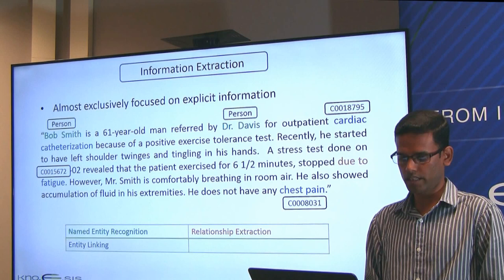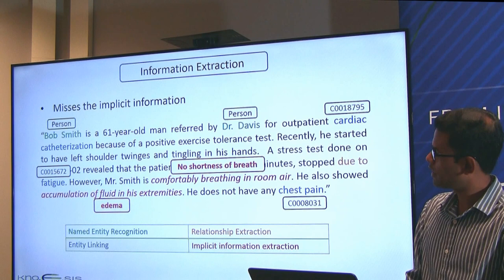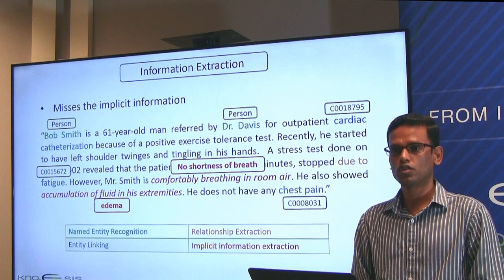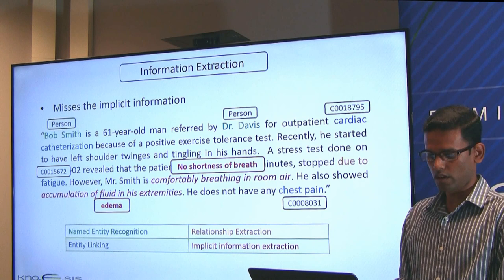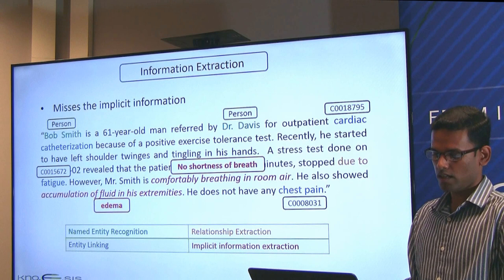However, there are two phrases in the text that actually give you two more pieces of information, saying that the patient did not have shortness of breath and that he had the condition called edema. They were not mentioned explicitly in the text, but these phrases imply that that's the scenario. So this is the problem that I'm going to talk about throughout my talk here: how to identify such information from unstructured data.